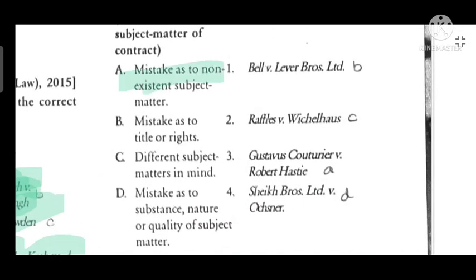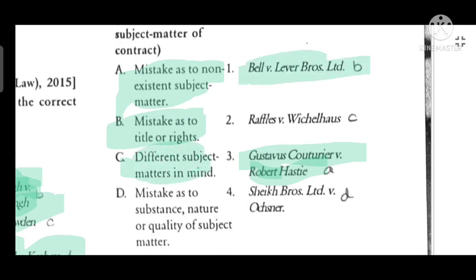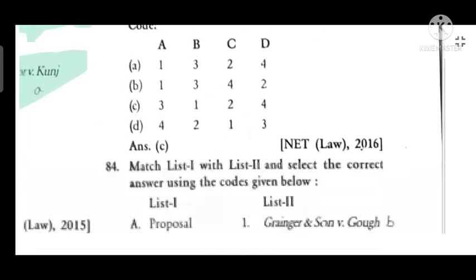Mistake as to non-existence of subject matter: Couturier versus Hastie. Mistake as to the title or right: Cooper versus Phibbs. Bell versus Lever Bros Limited. Different subject matter in mind: Raffles versus Wichelhaus. Mistake as to the substance, nature and quality of subject matter: Scheiber Bros versus Limited Onshore.